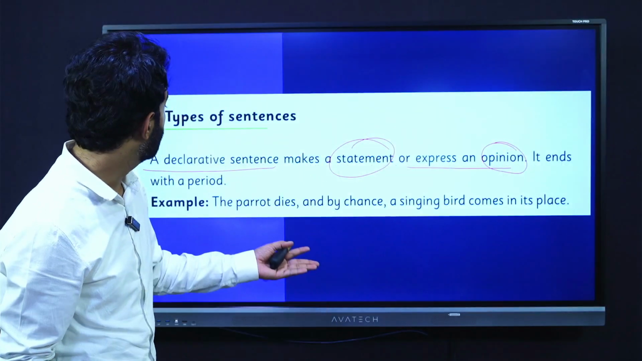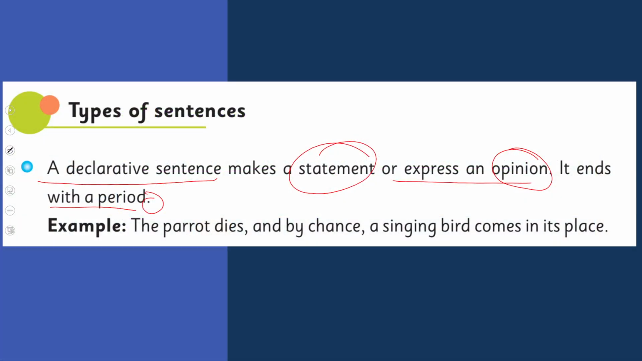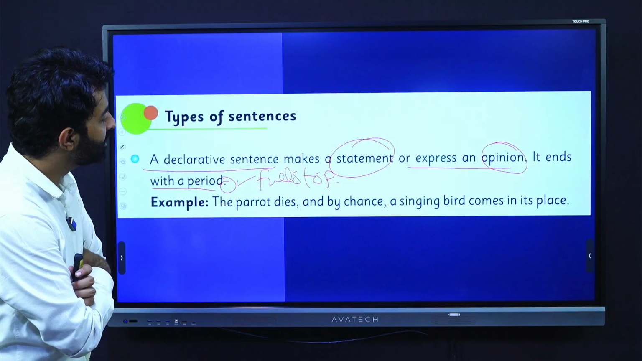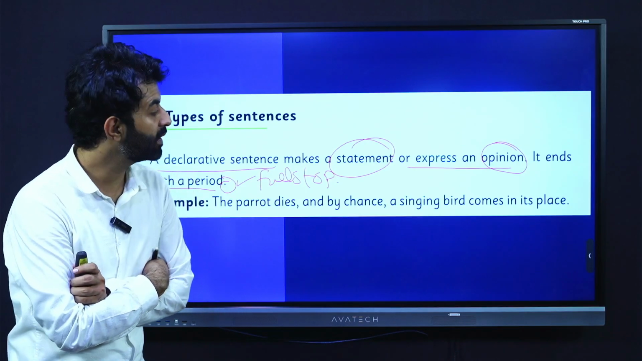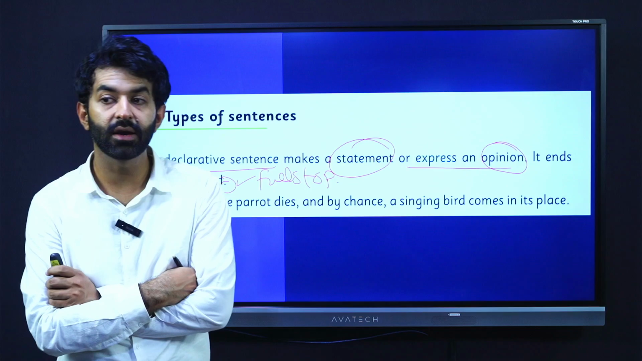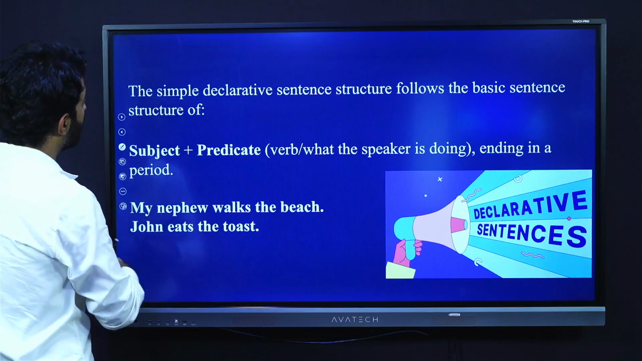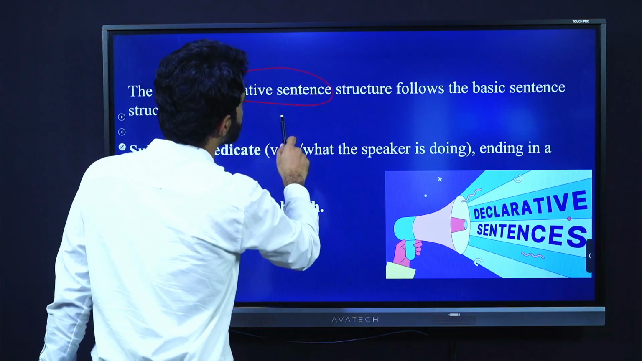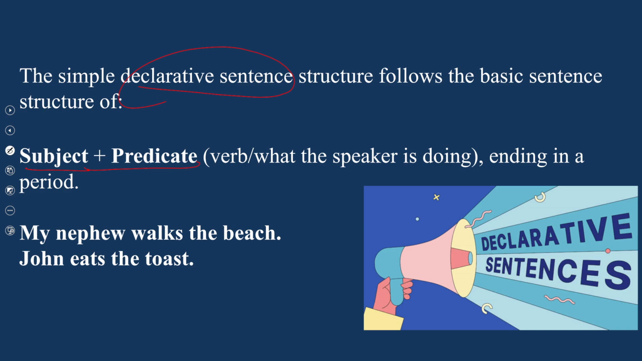All right. It ends with a period, full stop. No other exclamation mark. No question mark, but just simple full stop is added at the end. For example, the parrot dies and by chance a singing bird comes in its place. All right. This happened. ये एक event को हम narrate कर रहे हैं and this is a declarative sentence. Let's look at some more declarative sentence. Now, a declarative sentence, dear students, इसका structure क्या है? Subject plus the predicate.